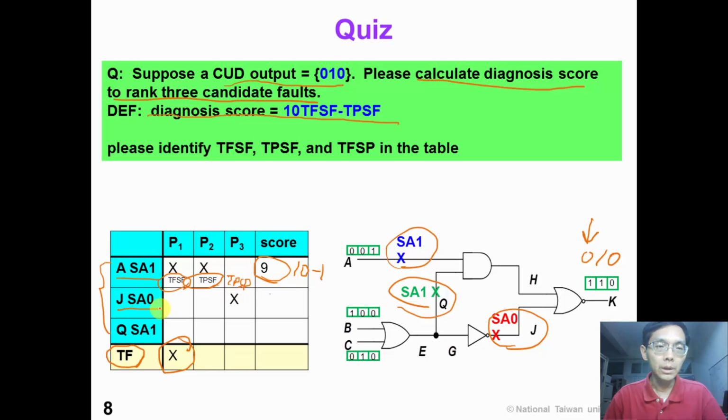For the second fault, J stuck at 0, the first pattern is TFSP. The second pattern is TPSP. The third pattern is TPSF. Based on our equation, the diagnosis score is 0 minus 1, which is minus 1. And eventually, for the third fault, the diagnosis score is 0. So, overall speaking, A stuck at 1 is ranked higher than the other faults.